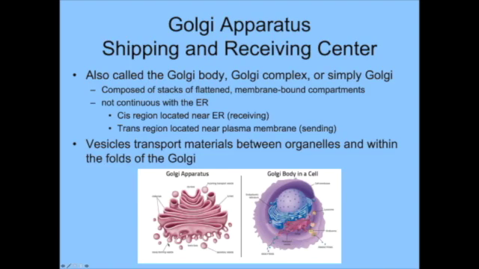There are 6 different places that the Golgi will send things to. So this is referred to as a shipping and receiving center. The cis end is the receiving center, and the trans face or trans end is where everything gets sent out. Now, vesicles, these little bubble-like structures, are what actually transport all of these different proteins and lipids and other molecules between organelles and also between the different folds of the Golgi.